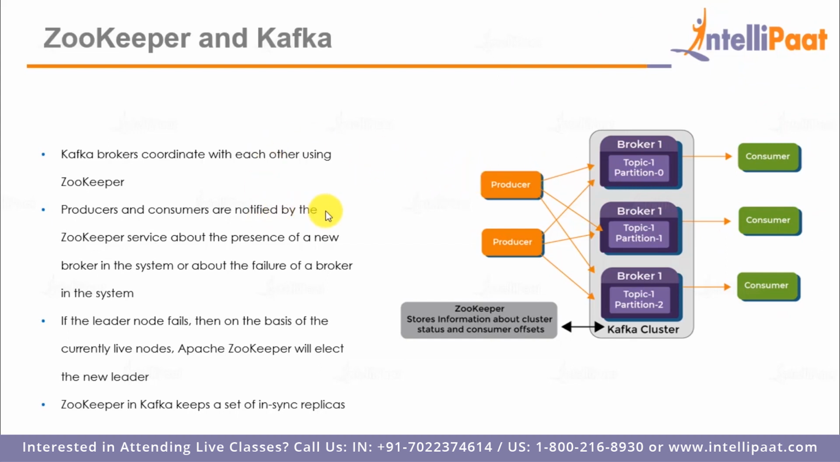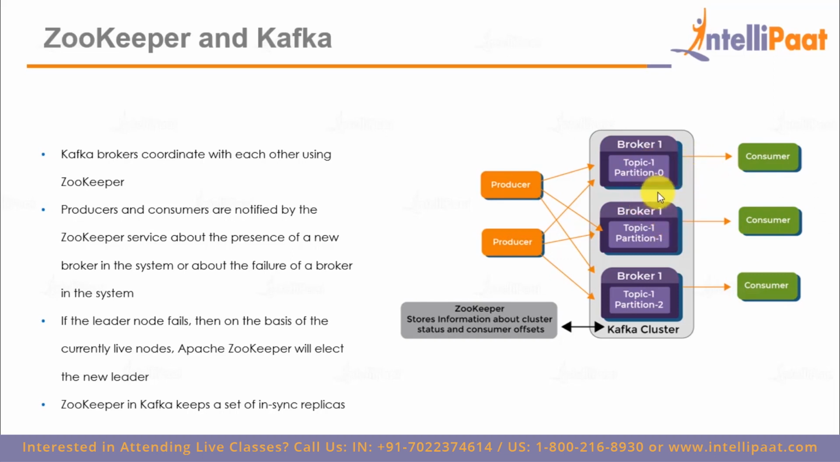And then producers and consumers are notified by the Zookeeper service about the presence of a new broker in the system or about the failure of a broker in the system. So let's say as of now, we've just got one broker in this Kafka cluster. Now suddenly we decide to scale up and we add two more brokers. Then these two producers and these three consumers would have to know about the presence of the new brokers. So this is where Zookeeper comes in.